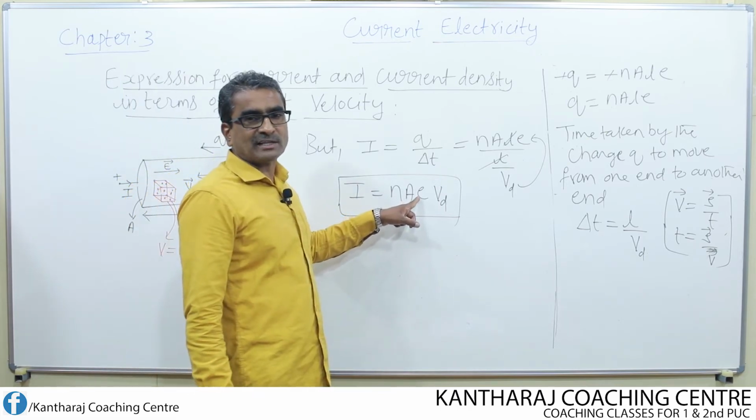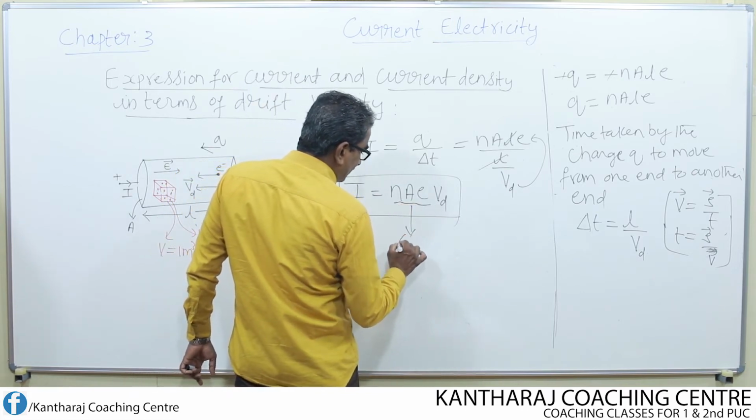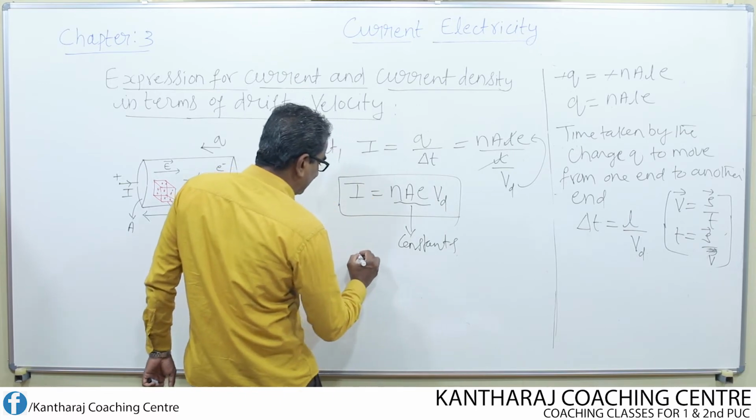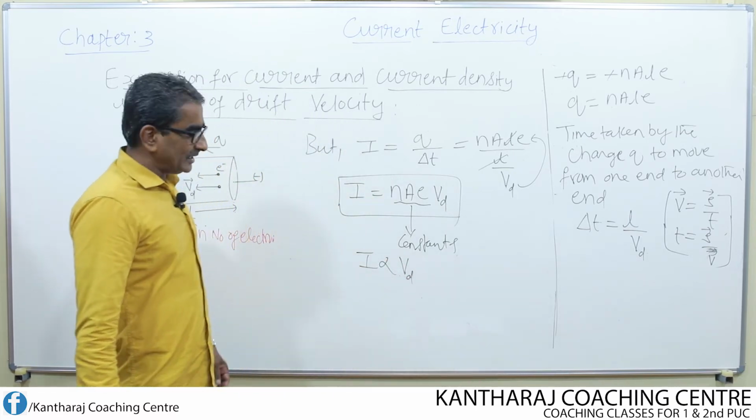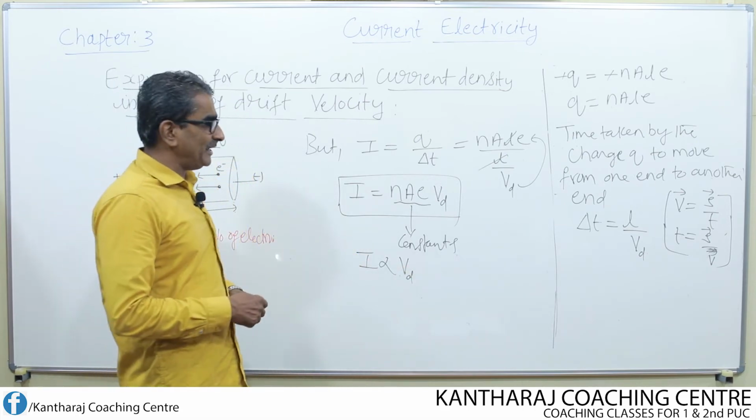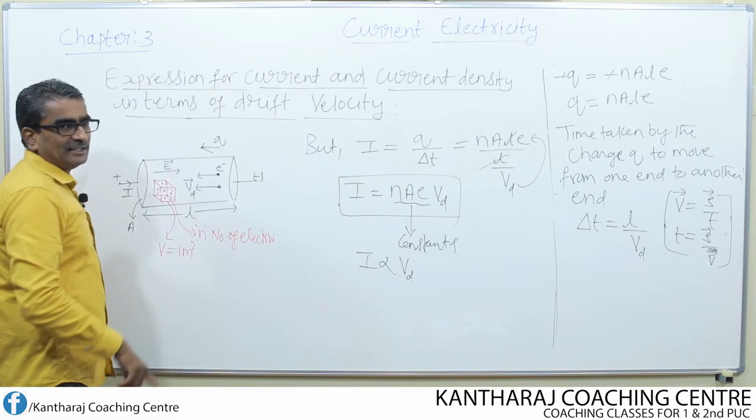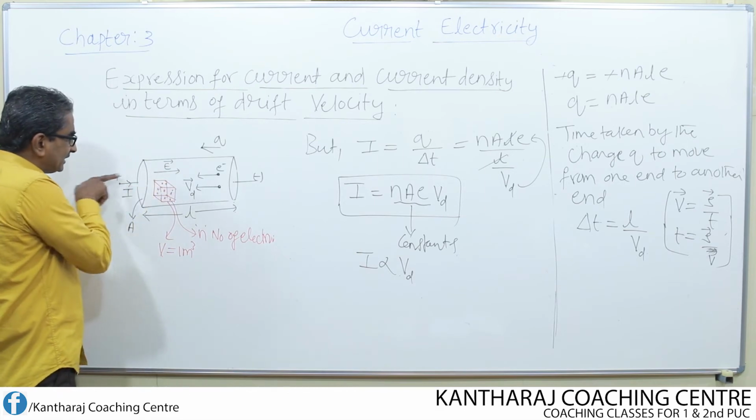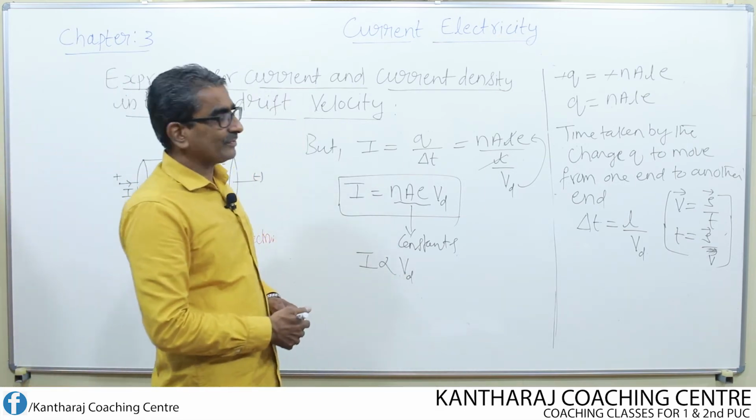Even the charge of the electron remains constant. That means all these three are constant terms. When all these three are constants, then I can write I is proportional to Vd. That means current is directly proportional to drift velocity. What does it mean? It means that if drift velocity increases, then the current also increases. Greater the drift velocity, greater will be the flow of current. So that's the meaning of this.